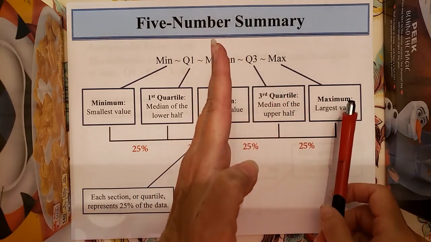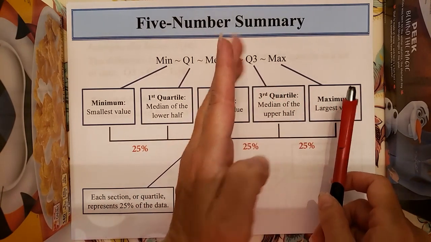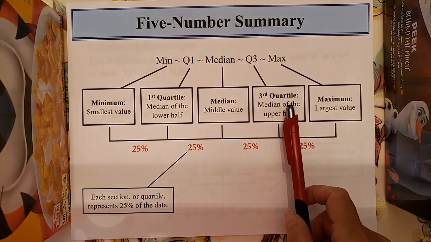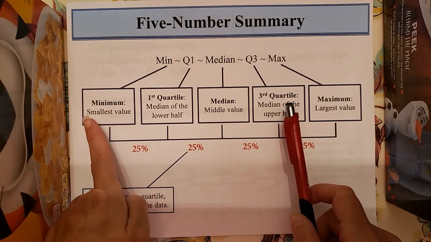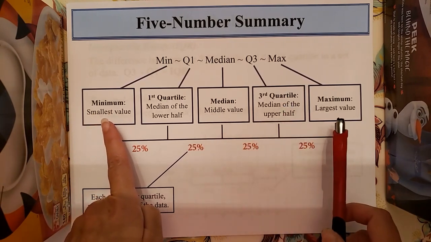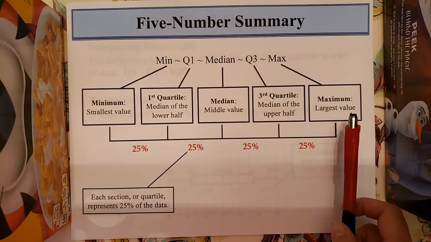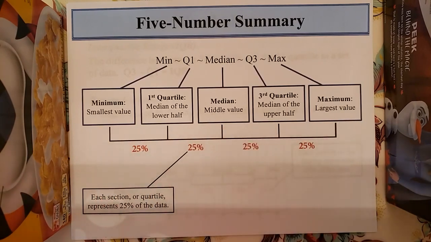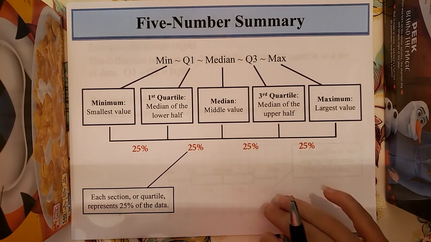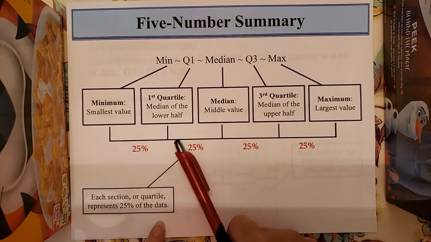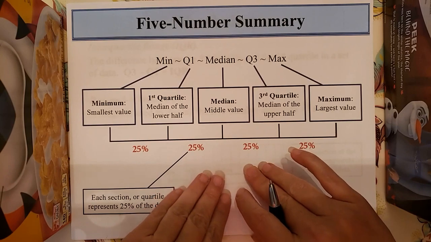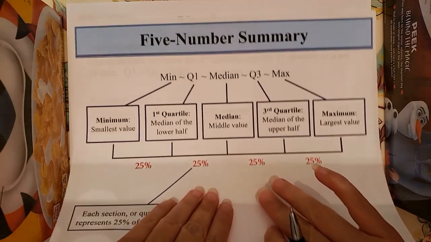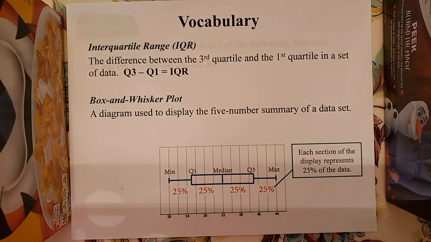And then we look at the top half of our data, find the median of that, and that's Q3. And then our minimum is the lowest number, and our maximum is the highest value. So each of these represents 25% of our data, which is why we call these quartiles, quarters. So make sure you've paused that and copied that in your notes, as well as the following vocabulary.